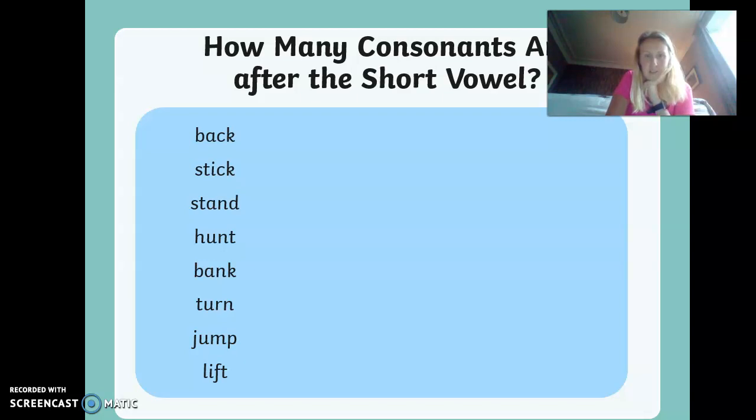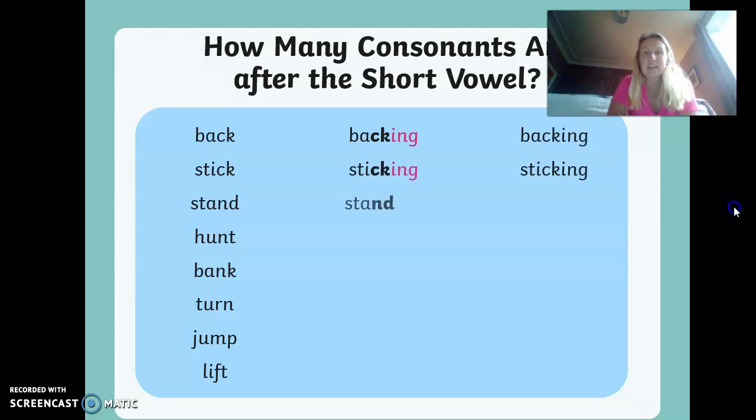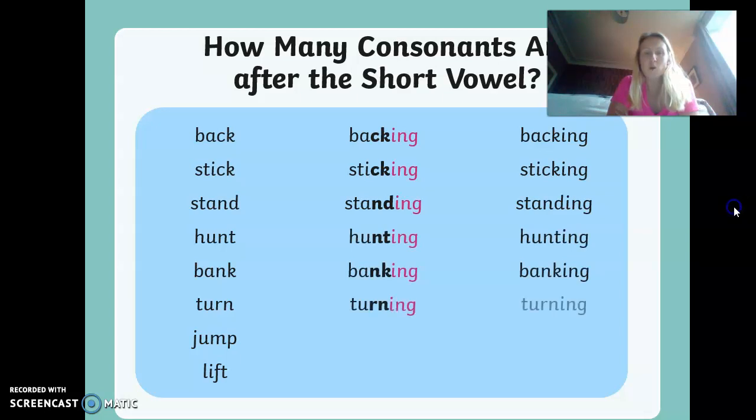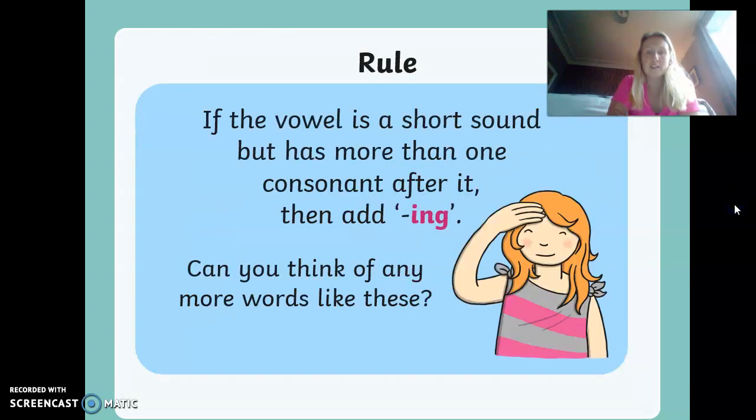Okay, let's have a look. See if we're right, we'll go through this. Backing, backing. I'm going to go through them really quickly, and you can check to see if you got them right. I've got a feeling you'll have done really well with these. So it says here, there's a rule here. If the vowel is a short sound but has more than one consonant after it, then add ing.